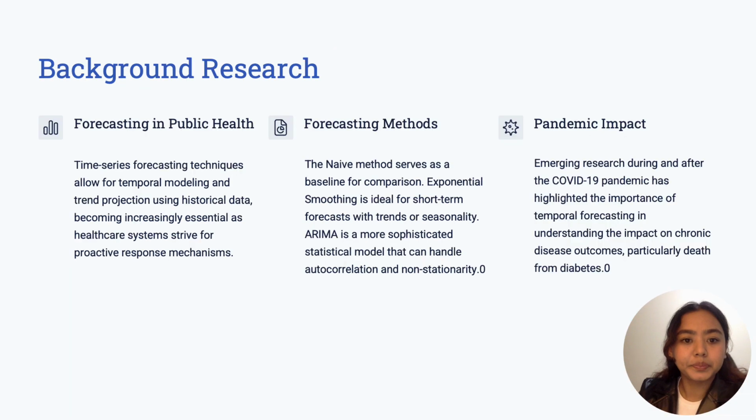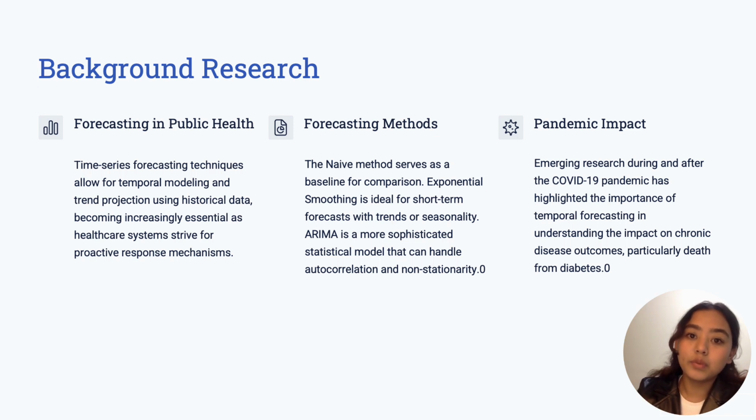To begin, let's look at the background of this research. Forecasting plays a critical role in public health. It allows us to anticipate trends and respond proactively. We explore three forecasting methods, which are the naive model, exponential smoothing, and ARIMA.